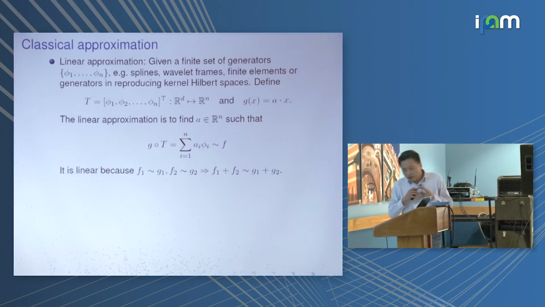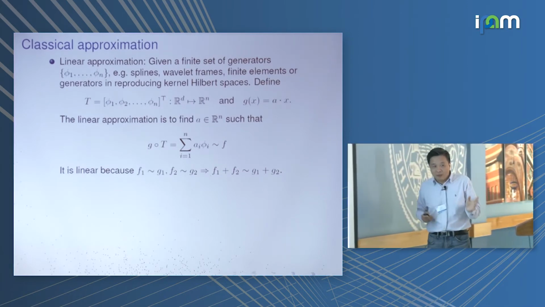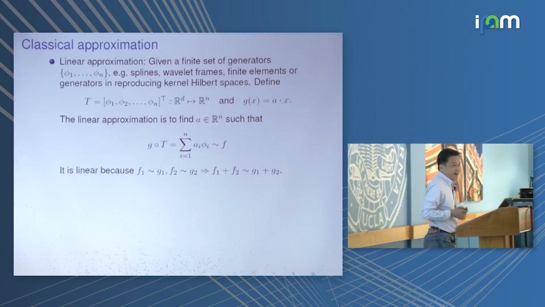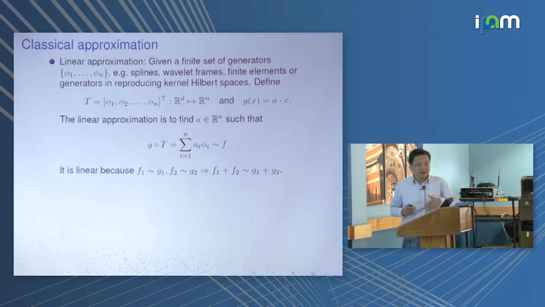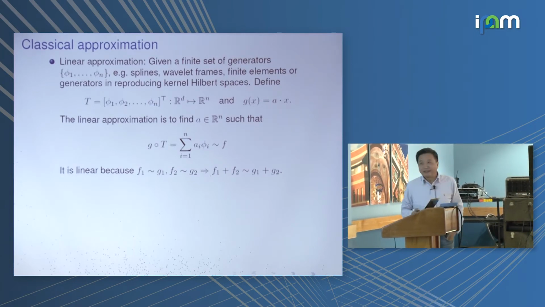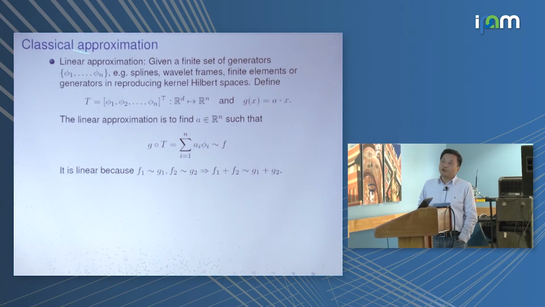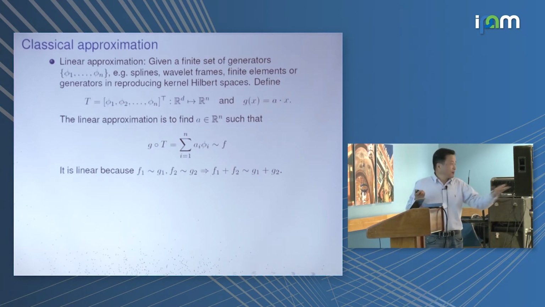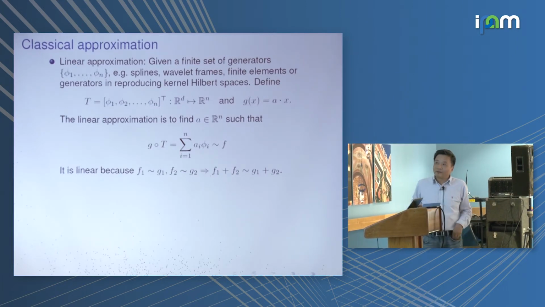Okay, let's look at the simple case, classification. If you look at the classical approximation, there are two: one called linear approximation, one called nonlinear approximation. Linear approximation is older than nonlinear approximation, but compared with deep learning, it's still older. Deep learning is younger. So linear approximation is very simple. You choose a generator, normally the basis, or sometimes even an orthonormal basis. Because this generator is a nice function, it's spline, wavelets, finite elements, whatever you like. Then your T is essentially this map, very simple. This is a vector from R^d to R^n. This is the map.